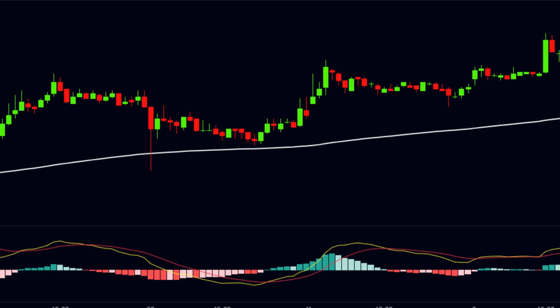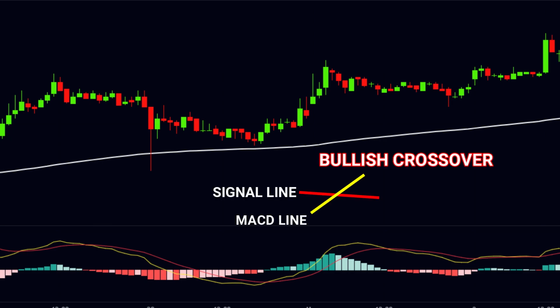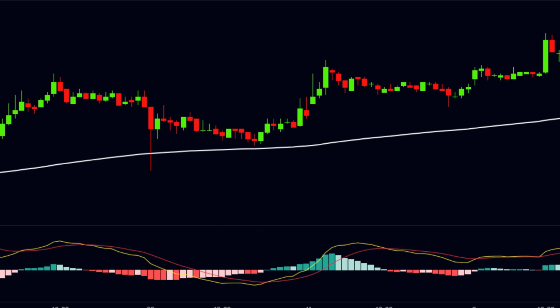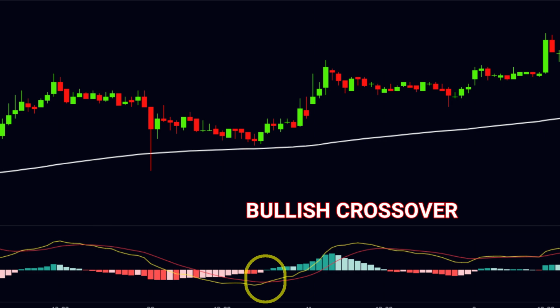For buy setup, bullish crossover should happen. Bullish crossover happens when MACD line crossover the signal line from downside to upside. Here MACD line crossover the signal line from downside to upside, so this is our bullish crossover, and this crossover happened below the zero line. If this crossover would have happened above the zero line, we couldn't trade over here, but at this time, this crossover happens below the zero line, so we will see for the buy setup.